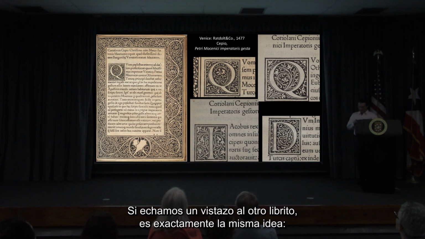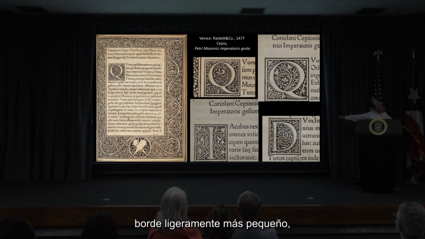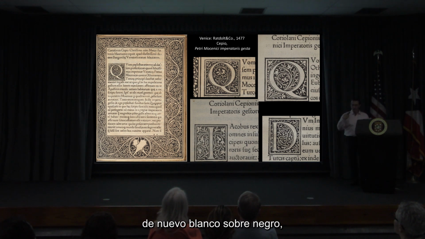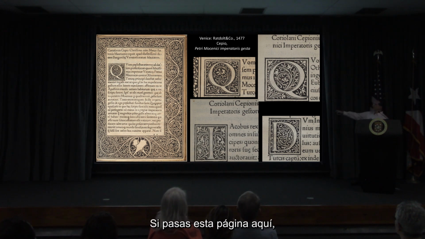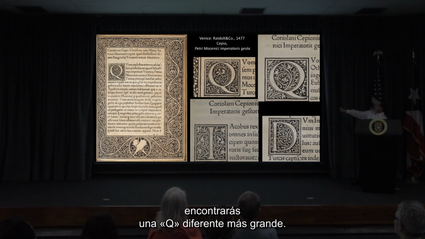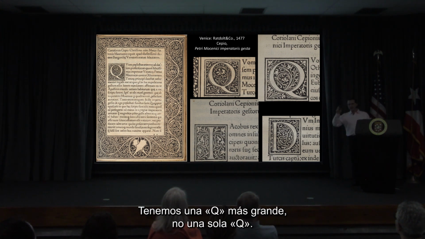If we take a look at the other little book, it's exactly the same idea. Border, slightly smaller. Again, white on black. A wealth in terms of typographic material. If you turn this page here, you find a different Q, a larger Q. They could have reused the same Q here. No. They show off. We have a bigger Q, not just one Q.